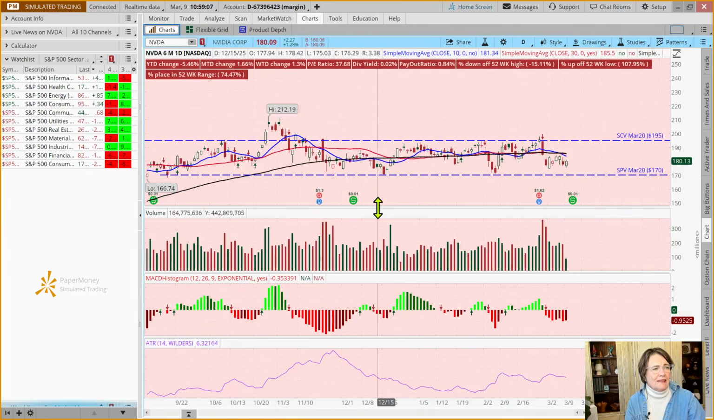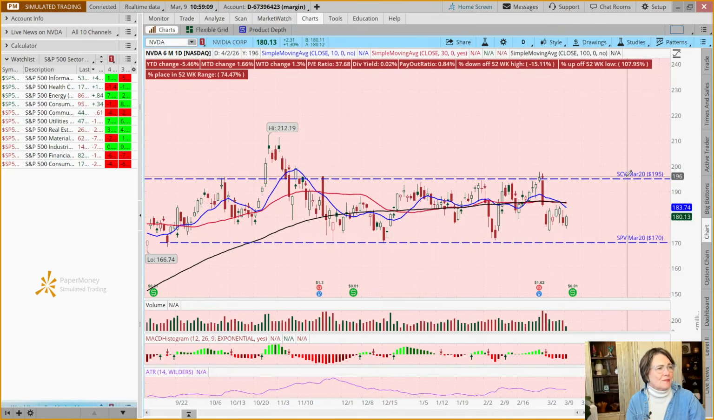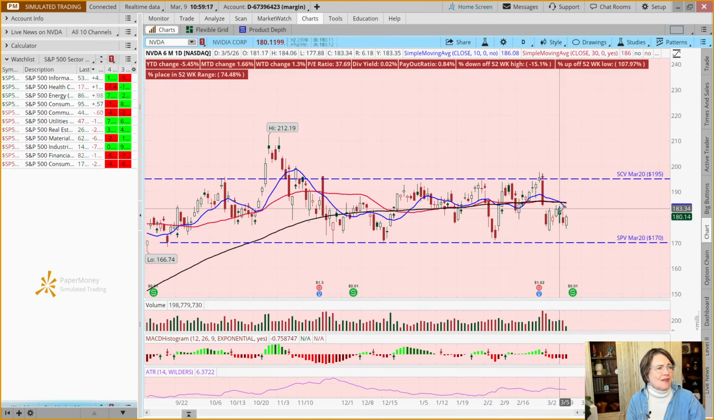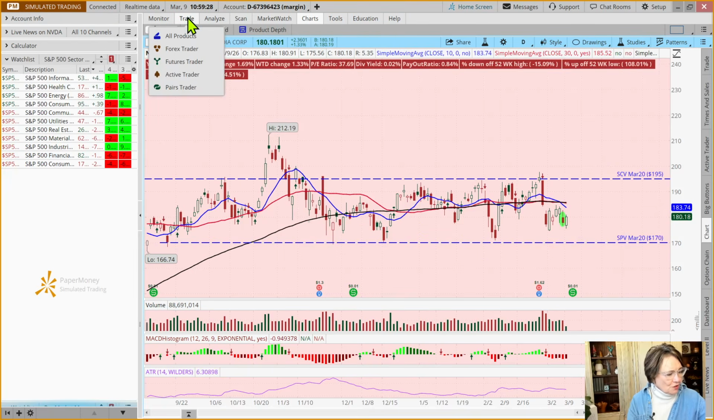And this was a trade that expires March 20th. We put this trade on Friday. So if we want to show that on our charts, our expectation is that this will stay above 170 and below 195 for the next 2 weeks. Okay. So that's our long call vertical.